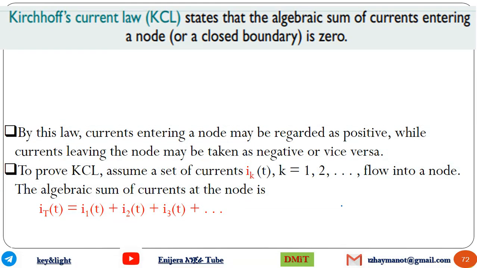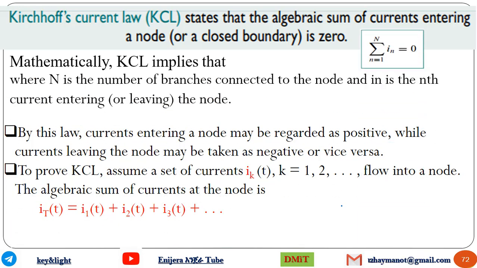Kirchhoff's current law states that the algebraic sum of currents entering a node or a closed boundary is equal to 0. A current entering a node is equal to a current leaving a node, meaning the sum of the entering and leaving currents is equal to 0. By this law, current entering a node may be regarded as positive, while current leaving the node may be taken as negative, or vice versa. To prove it, assume a current IK flowing into a node. The algebraic sum of the currents is IT: I1 plus I2 plus I3 plus IK is equal to 0.